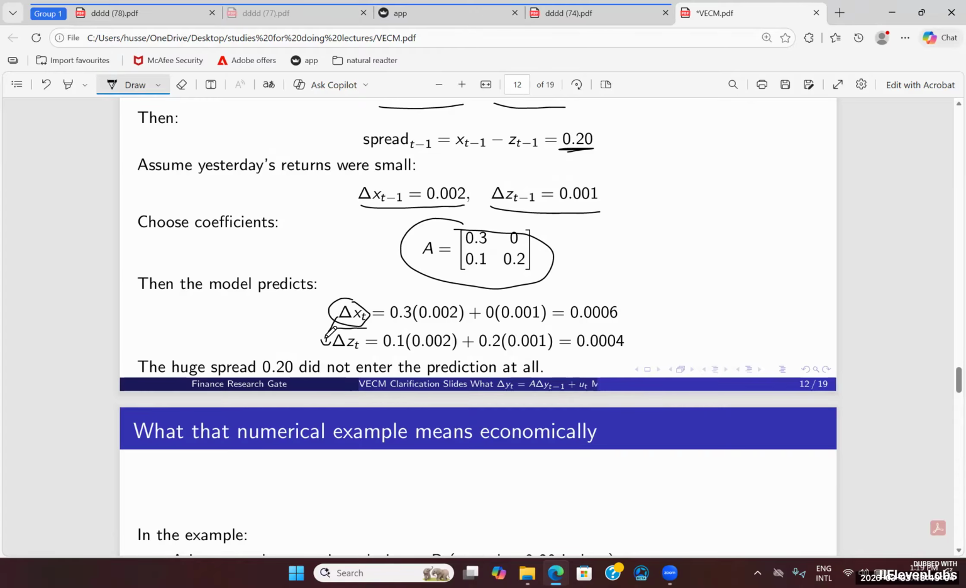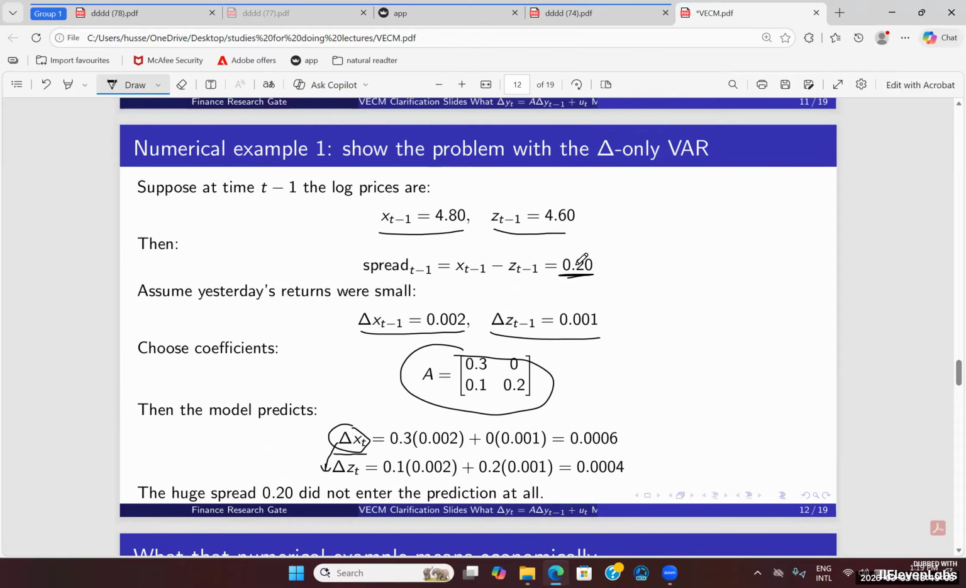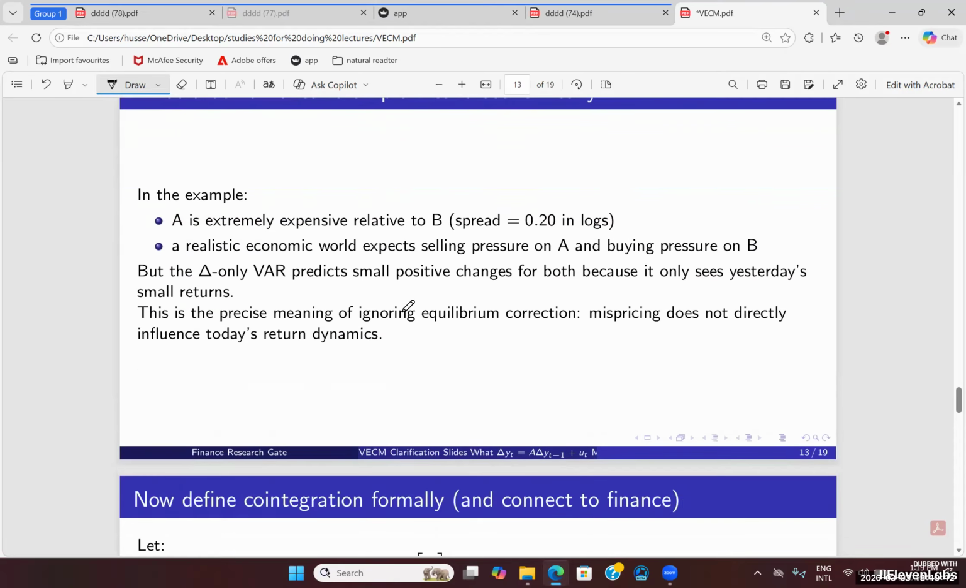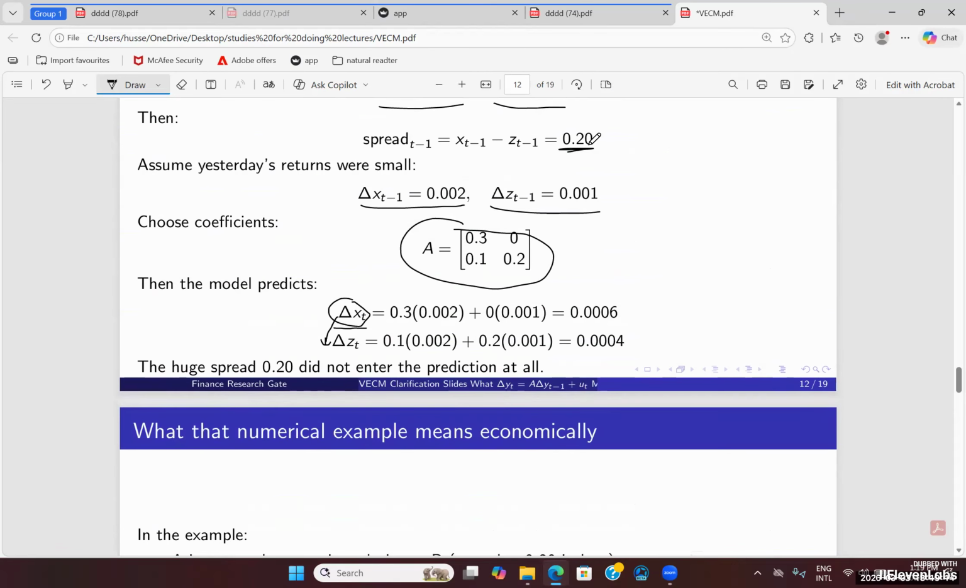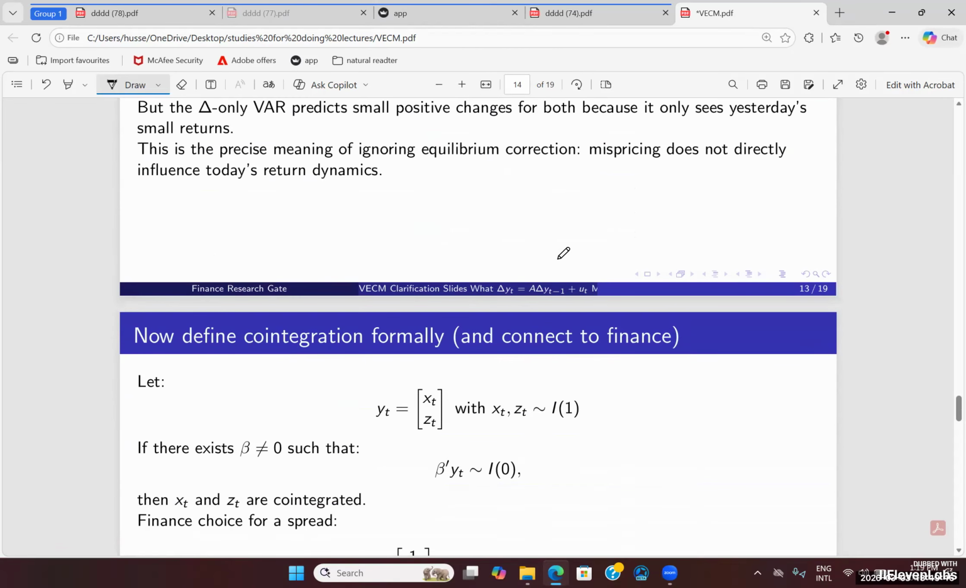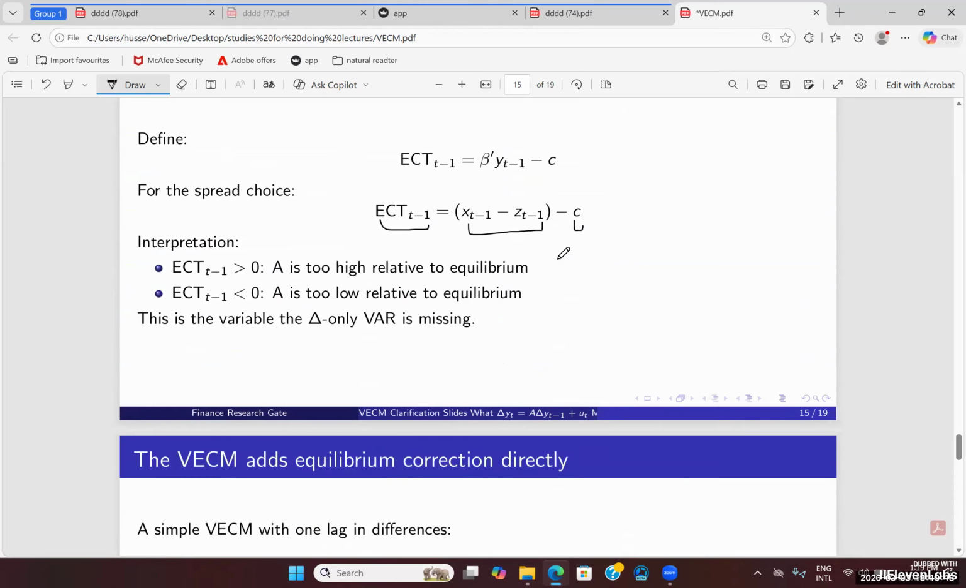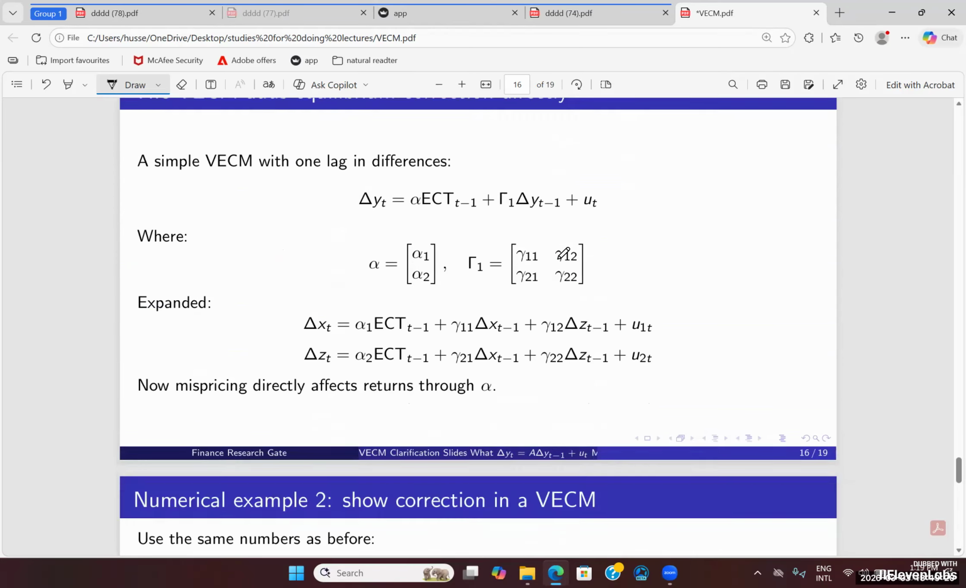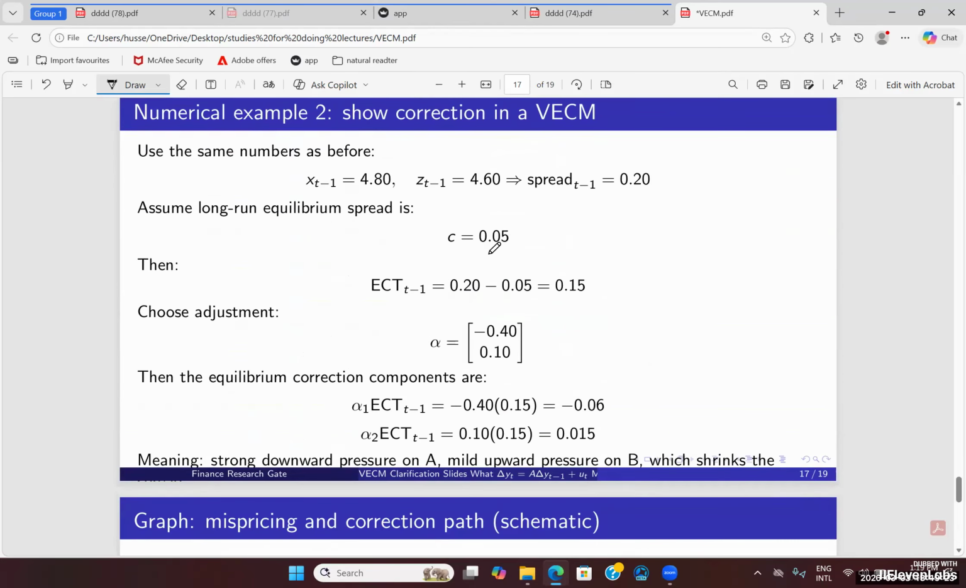Now the crucial question is, do we observe a significant spread in the data? The unequivocal answer to that is yes, and its magnitude is truly enormous when compared to the actual numerical values we're dealing with. What do you think will happen if we have this spread? Let's say that the equilibrium value is 0.005. This suggests that this specific variable is considerably more expensive in relation to the other variable.